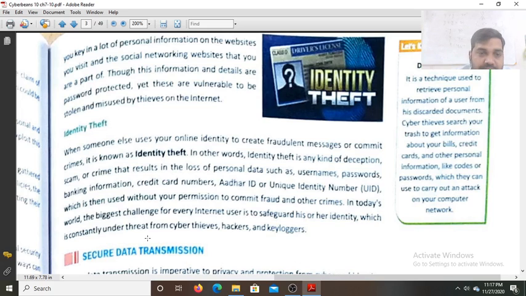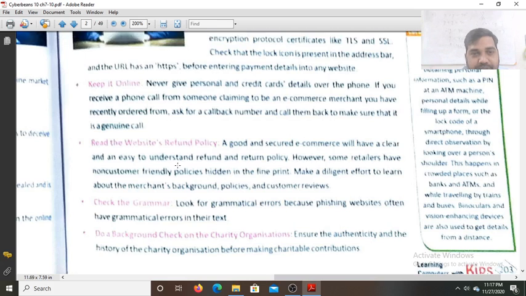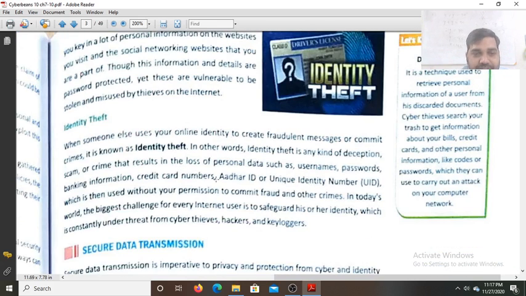Now, in today's world, the biggest challenge for every internet user is to safeguard his or her identity, which is constantly under threat from cyber thieves, hackers, and keyloggers. So many hackers are there who can hack your Gmail account, who can hack your Facebook account, and they can misuse it also. So this is all for today, students.